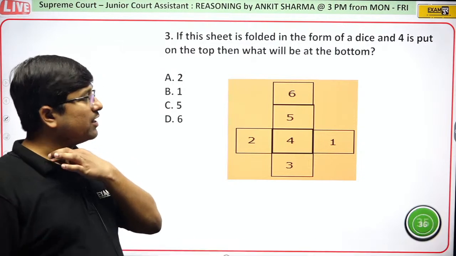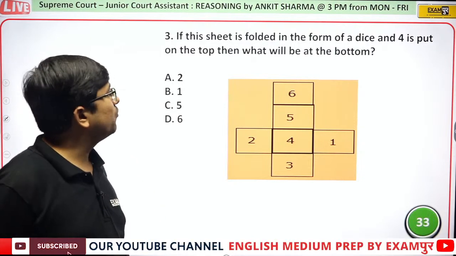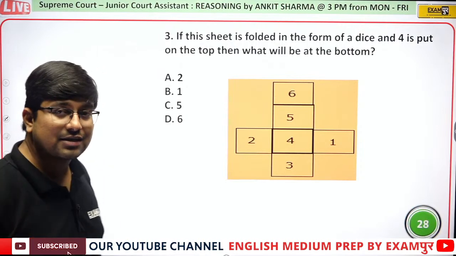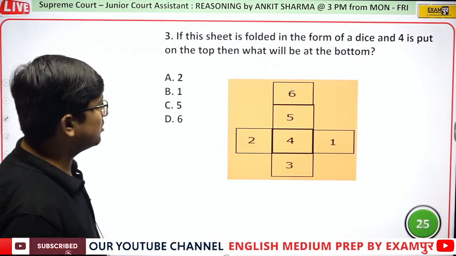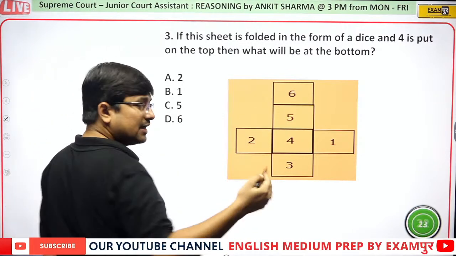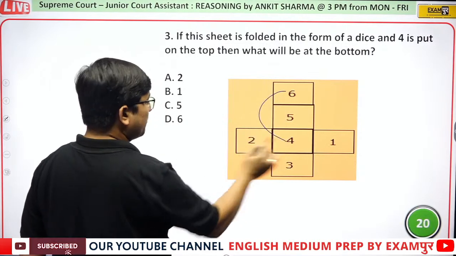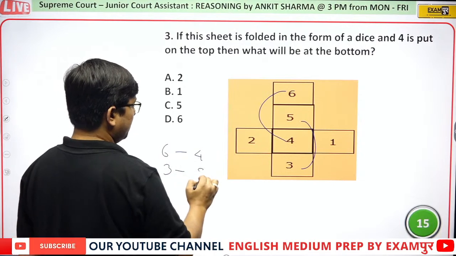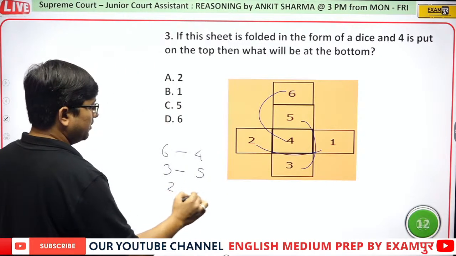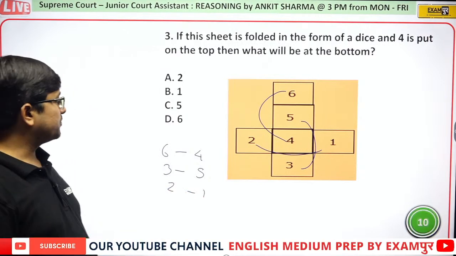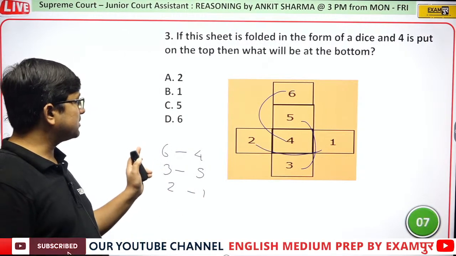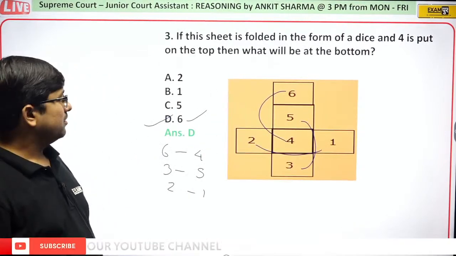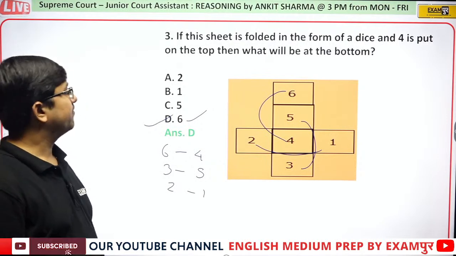If this sheet is folded in the form of a dice and 4 is put on the top, what will be at the bottom? So basically it's asking the opposite to 4. Now see, the faces at a gap of 1 are opposite. So 6 is opposite 4, 3's opposite is 5, and 2's opposite is 1. Okay everybody, getting it? If 4 is put on the top, what will be at the bottom? 6. The right answer is option number D.